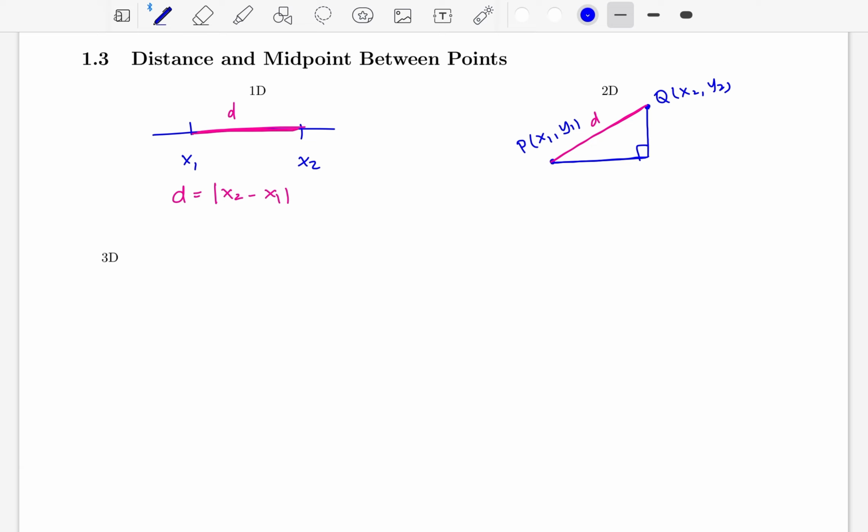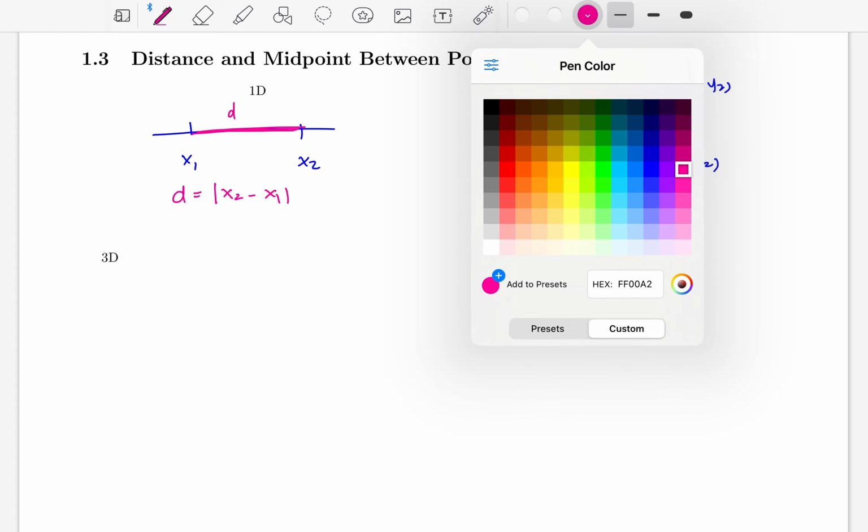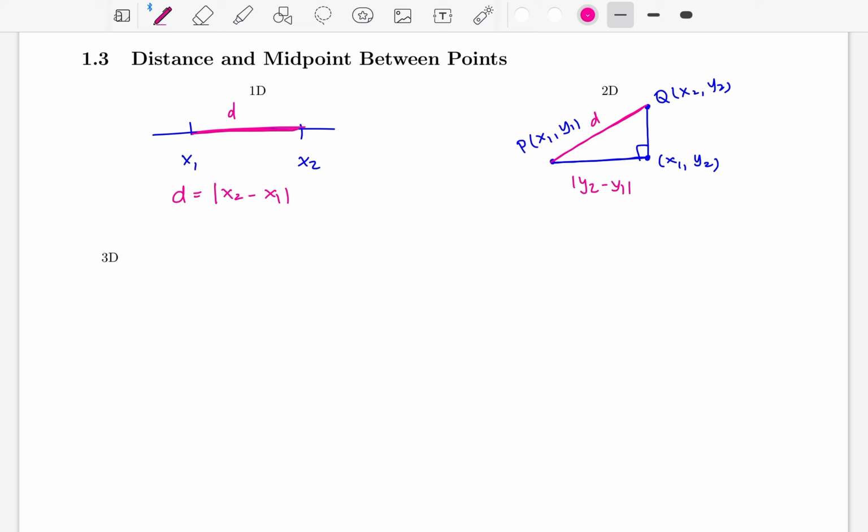Okay, now if this is the point x1, y1, and this is the point x2, y2, then this right here will be the point x1, and the thing changing here is y. So this will be the point with the x at the same level and the y at the same level. So this will be x1, y2, okay? That means that the distance from this point to this point, the only thing changing is y. So this would be the absolute value of y2 minus y1.